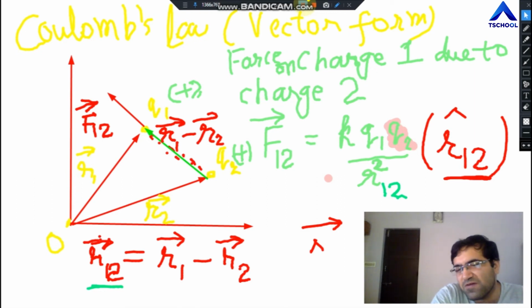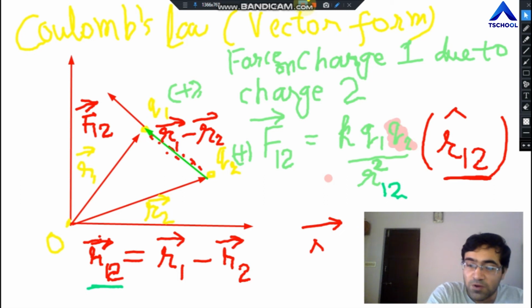Similarly, if q1 and q2 are both negative, the same thing would happen. Two negatives ultimately lead to a positive, because negative into negative gives you positive. So the direction of the F12 vector will be the same, that is repulsive. So even if charges are positive or negative, it doesn't matter, Coulomb's law in the vector form works for everything.